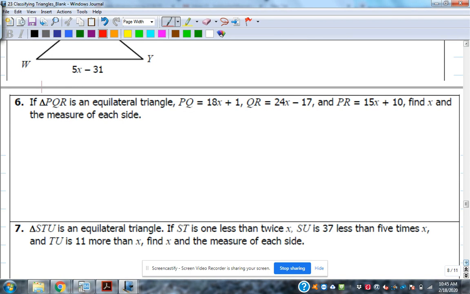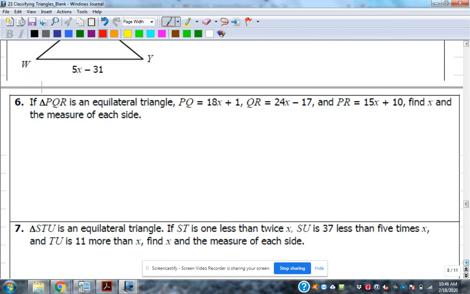Number 6. Flip over there to the back side of that. So here, the difference is that they don't give us a picture. And so it says that triangle PQR is an equilateral triangle. Side PQ is 18x plus 1. Side QR is 24x minus 17. And side PR is 15x plus 10. Find x and the measure of each side.